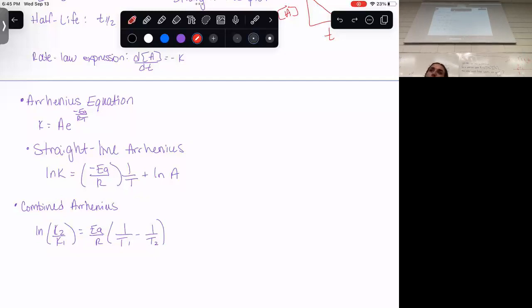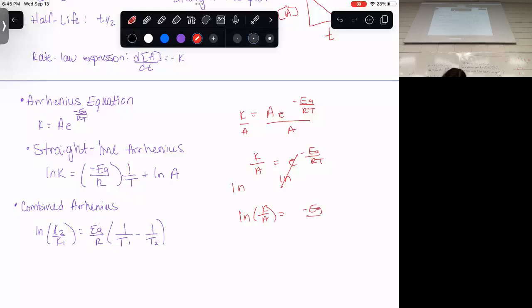Yeah. Just for you, if you were to do the first one, how do you do the log? Like if you're trying to find P. Yep. I forgot how to do log. So we have K is equal to A e to the negative EA over RT. So I would divide by A first. So you have K over A is equal to e to the negative EA over RT. So in order to get rid of that exponent function, you need to take the ln. So this becomes ln and ln cancels out. So you have ln of K over A is equal to negative EA over RT.